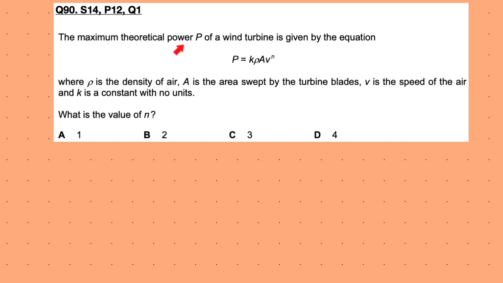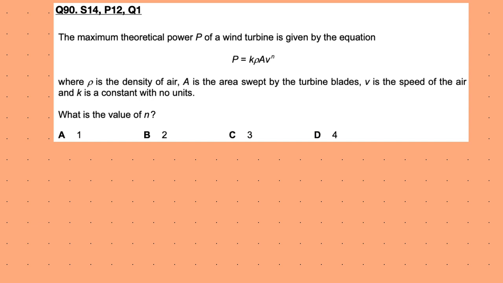The maximum theoretical power of a wind turbine is given by this equation. P equals K rho A V to the n. Rho is density, A is area, V is speed, K is a constant with no unit. So again, we can ignore this. So it's just P equals rho A V^n. What is the value of n?